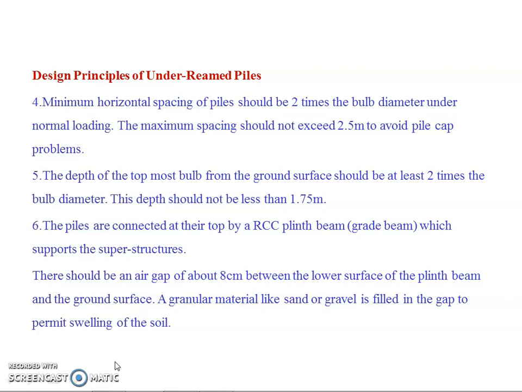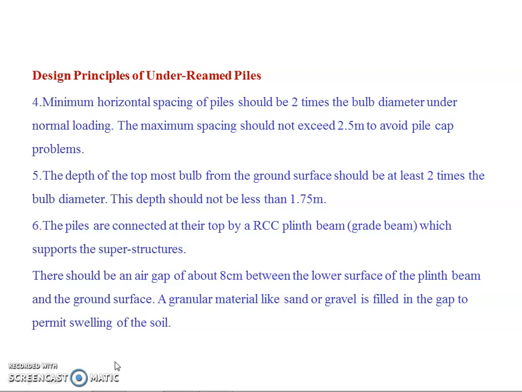The fifth principle is that the depth of the topmost bulb from the ground surface should be at least 2 times the bulb diameter, and this depth should not be less than 1.75 meters, as indicated in the figure. The sixth principle is that the piles are connected at their top by an RCC plinth beam, or grade beam, which supports the superstructure.